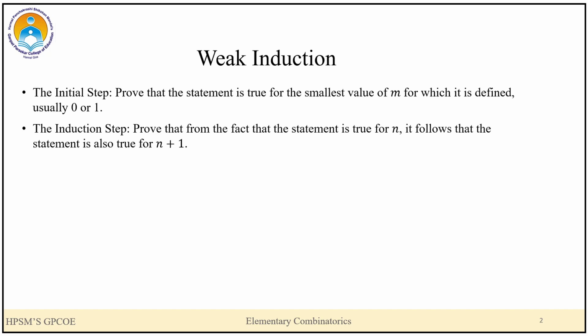In the initial step, we prove that the statement is true for the smallest value of m for which it is defined, usually 0 or 1. The induction step is wherein we prove that from the fact that the statement is true for n, it follows that the statement is true for n plus 1 as well.